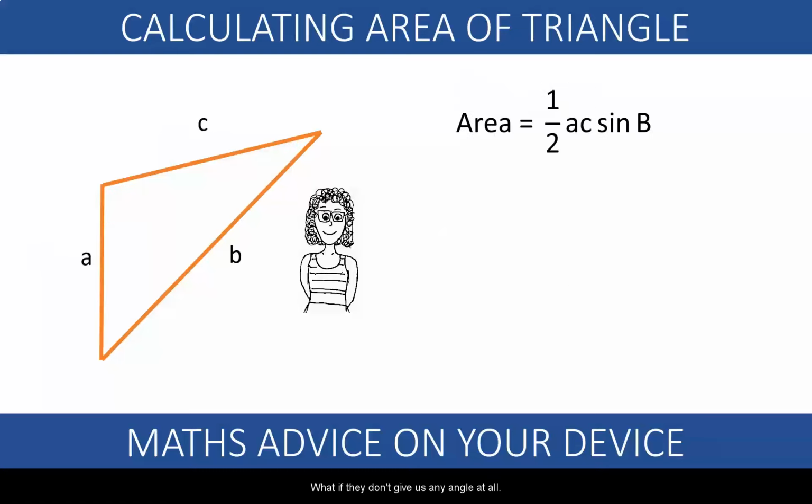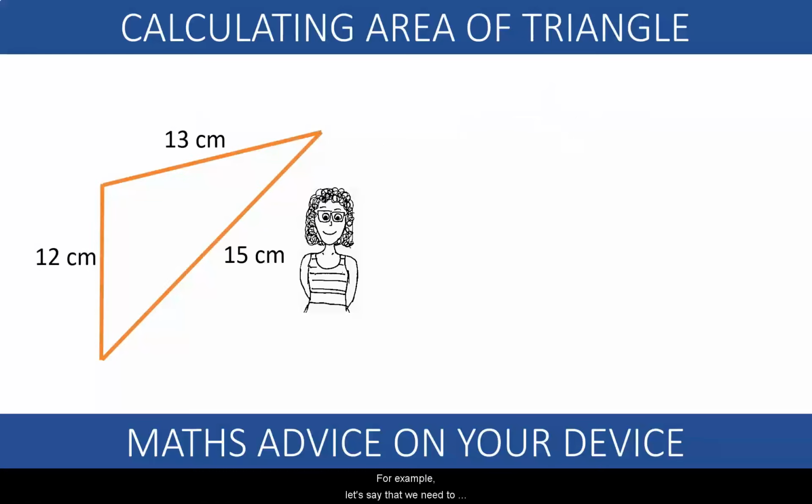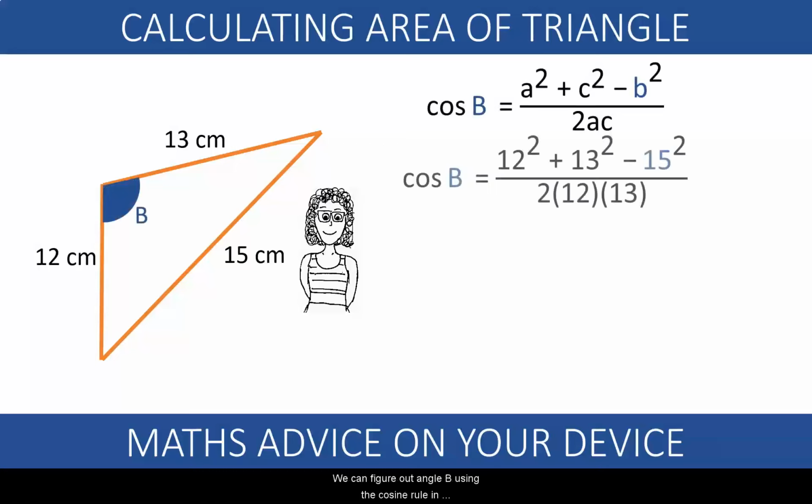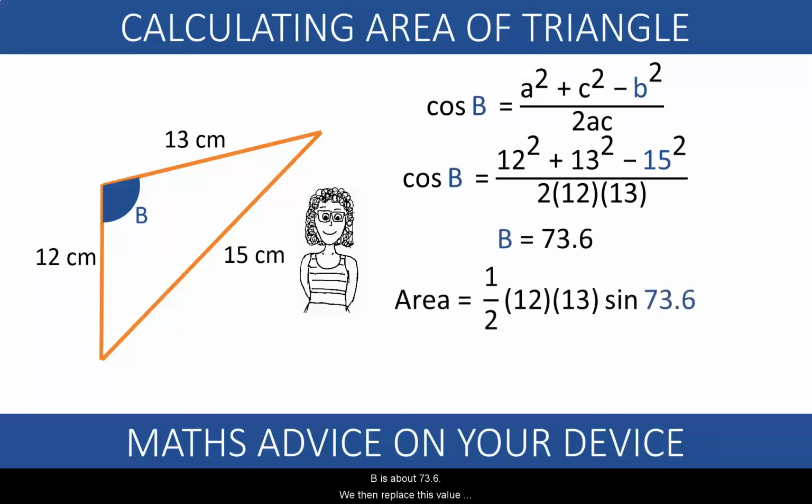So what if they don't give us any angle at all? For example, let's say that we need to calculate the area of the triangle sides 12, 13, 15. We can figure out angle B using the cosine rule in reverse. Remember to minus the square of the opposite side, 15. B is about 73.6. We then replace this value into the formula for the area and voila, 74.8 centimeters squared.